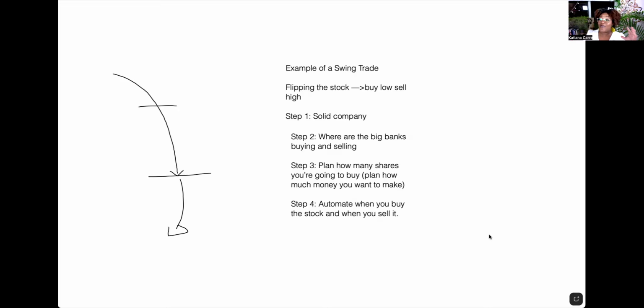So this is my four simple steps to a profitable swing trade. Step one is to find a solid company, non-negotiable. You cannot move on without finding a solid company. And those of you who are wondering, how do I find a solid company? We will be learning that in the mentorship, and I also have a one-off class, a digital course that I'm currently recording just to show you how to find a solid company.